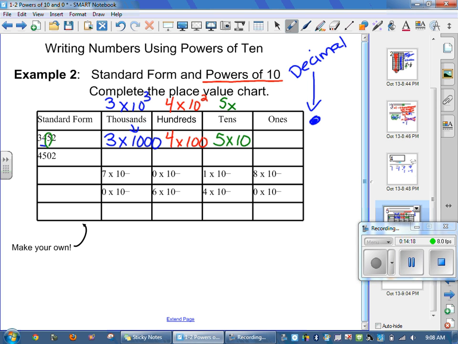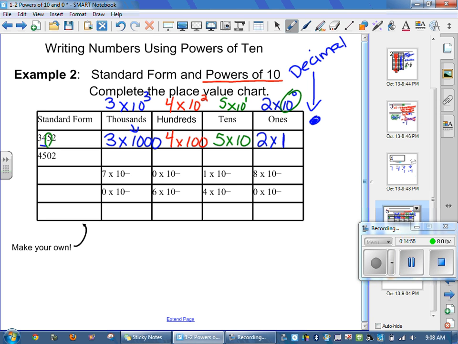Now I look at my very last one, the ones place. If I look at my number 2, are there any numbers after that 2? No. So that means there's going to be no zeros in my answer. So I'm going to have 2 times 10 exponent 0. Okay? So this is actually, hang on, it's actually 2 times 1. So up here we write 2 times 10 to the 0, because that 10 to the 0 part right here, that's what gives me my 1 for my ones place.